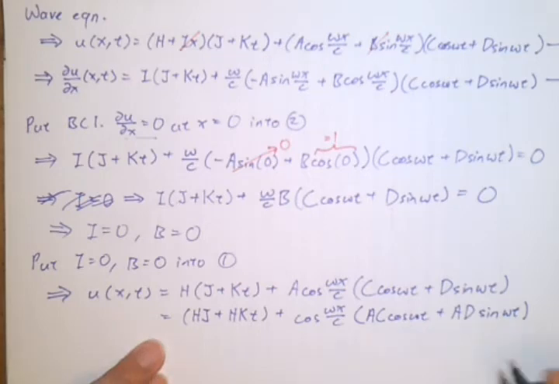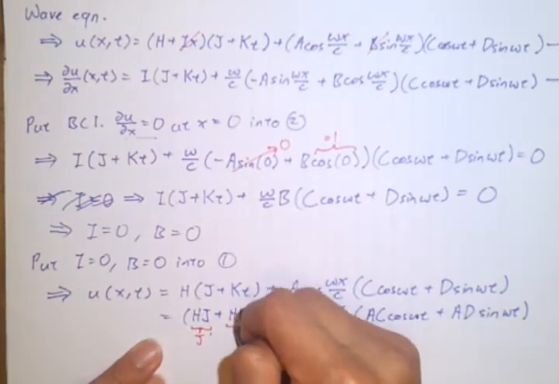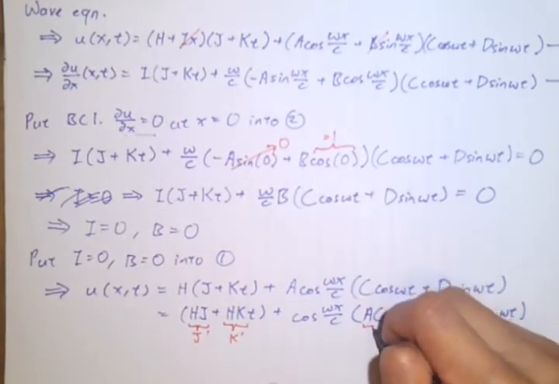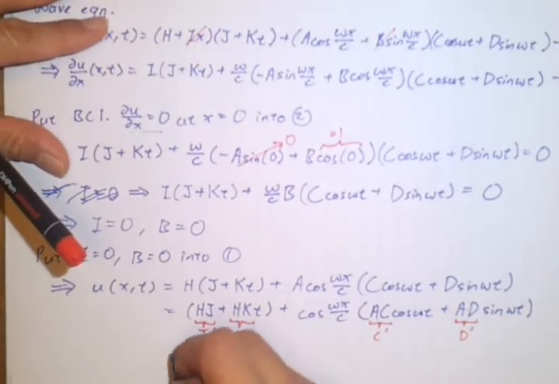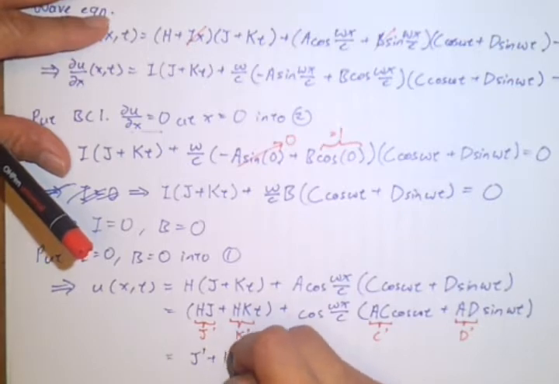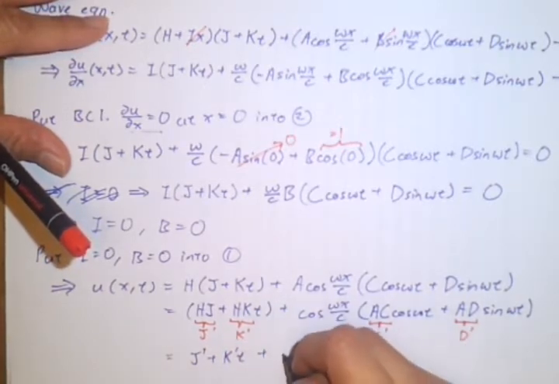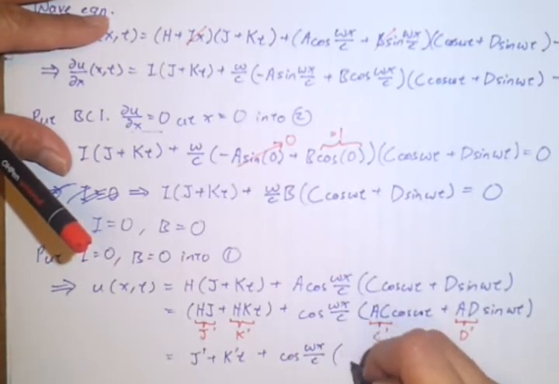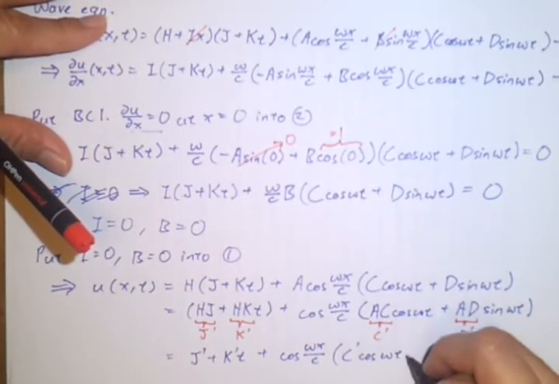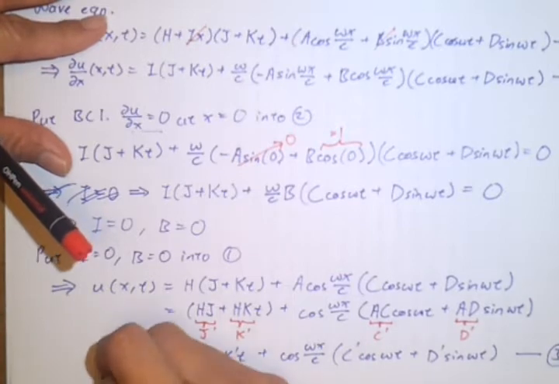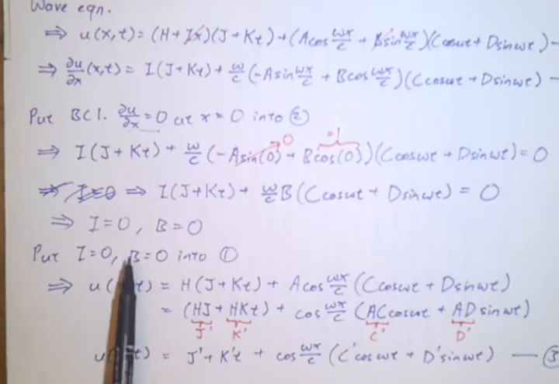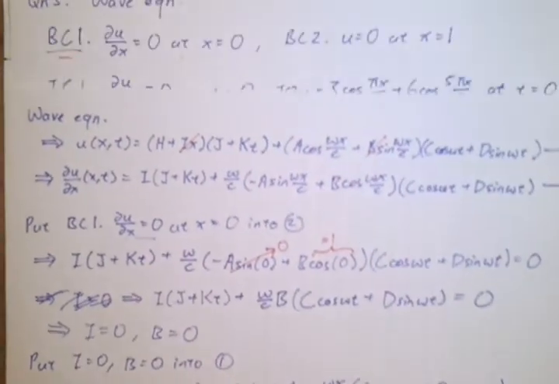I'm just going to name these J prime and K prime, A times C as C prime, and A times D as D prime. So this just becomes J prime plus K prime T plus cos omega x over small c, C prime cos omega t plus D prime sine omega t. This is my new, updated solution, updated with the information I equals 0 and B equals 0. Now I'm left with J prime, K prime, C prime, D prime, and omega to find. So I've used my first boundary condition.